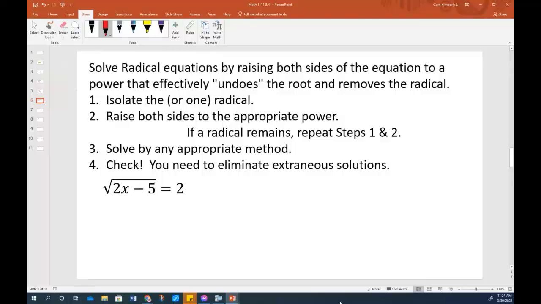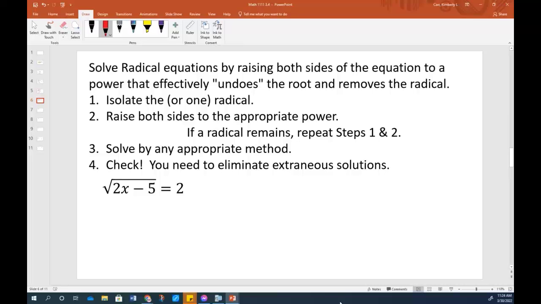Moving to a different type of problem. The other type was radical equations. So here are our steps for radical equations. Raise both sides of the equation to the power that effectively undoes the root. So if it's a square root, we're going to square both sides. If it's a cubed root, you're going to cube both sides.